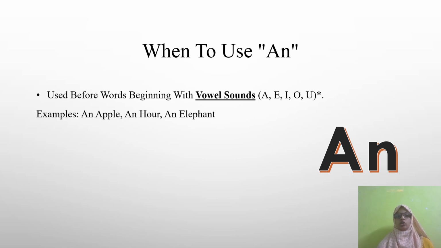Next, when do we have to use an? The article an is used before words which begin with vowel sounds. The words which begin with vowel sounds are preceded by an. An apple, an hour, an elephant.